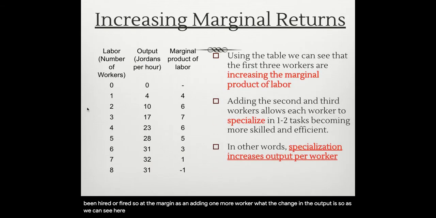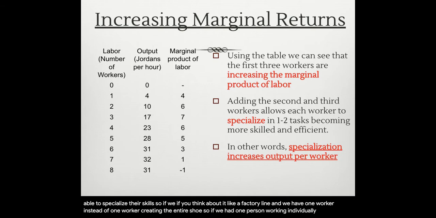As we can see here in this chart, the first three workers that we're hiring, we're having an increase in our marginal product of labor. So we're hiring more people and we're able to produce more things. People are able to specialize their skills. So if you think about it like a factory line, instead of one worker creating the entire shoe, if we had one person working individually to make some Jordans, they would not only have to work on the rubber of the shoe, they'd have to work on the sewing, on the laces, putting everything together. But if we increase the amount of workers that we had, we could allow them to specialize.